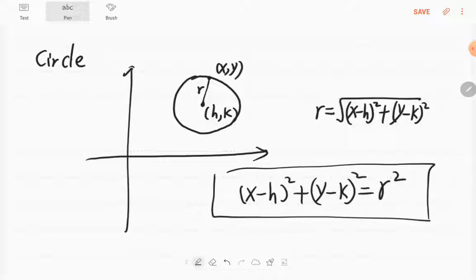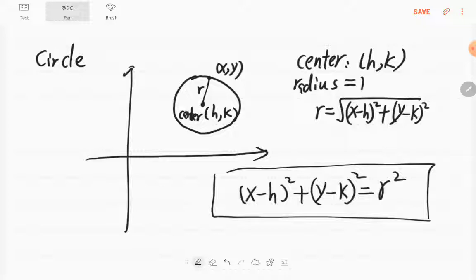Here, h and k is called the center. Okay, center is h and k. Radius is r. Right? So h, k, and r are given, then x, y are the points, right? So this is the equation for this circle.